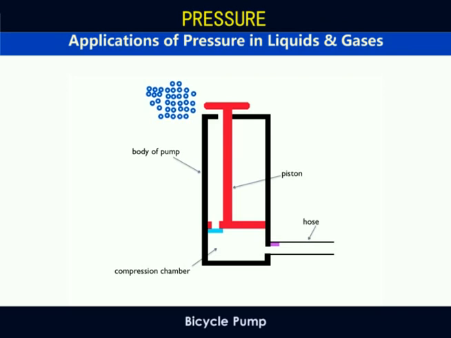The piston is connected to a handle. There are also two one-way valves. The inlet valve, which allows air to flow into the chamber, but prevents it from flowing out of the chamber. The outlet valve allows air to flow into the hose, but prevents it from flowing back into the chamber.